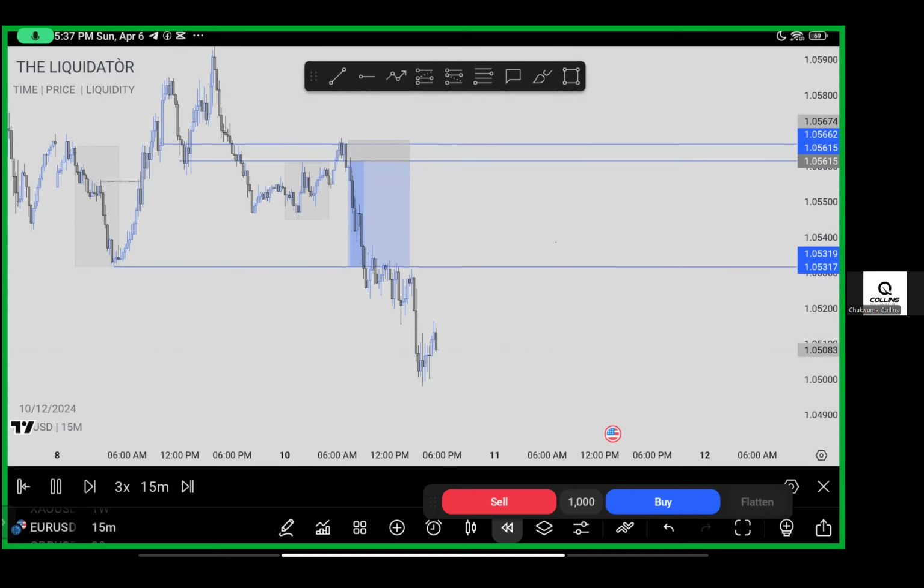So now let's patiently wait. Now I told you guys, we are only taking aggressive entries if Asia gives a strong high or a strong low without any higher time frame POI, right? So let me explain this. I'm going to explain it very well.